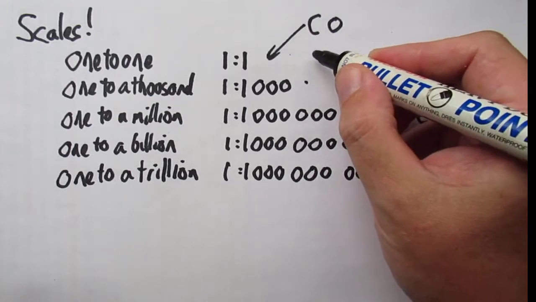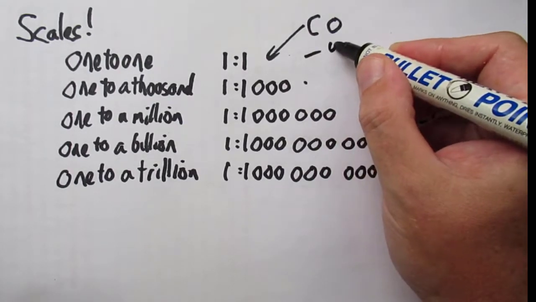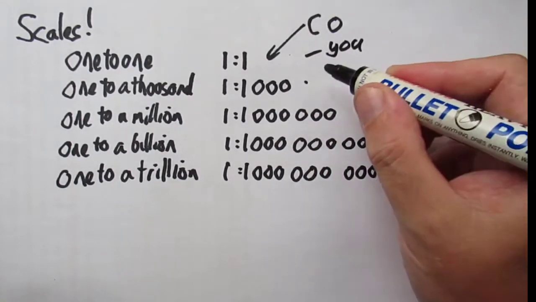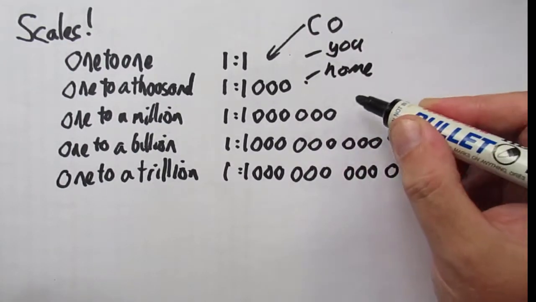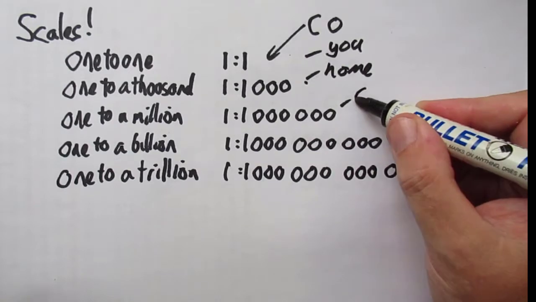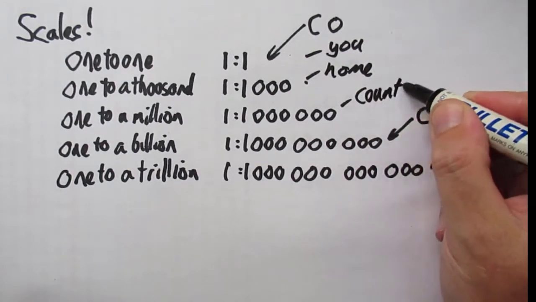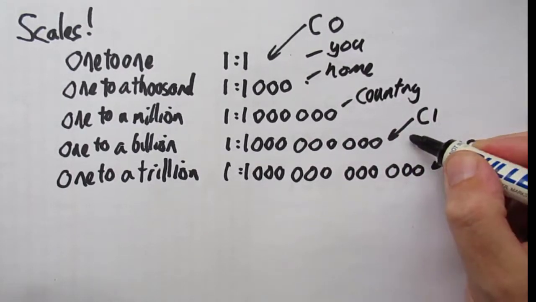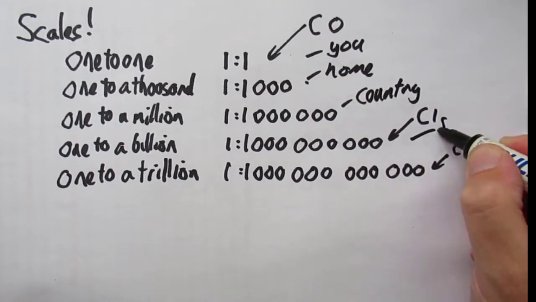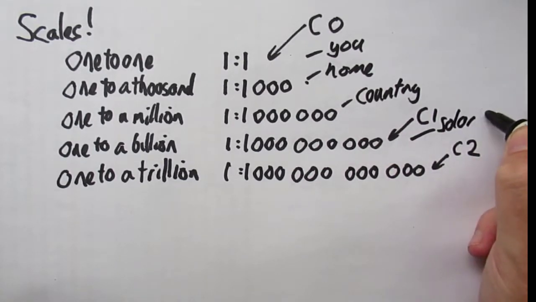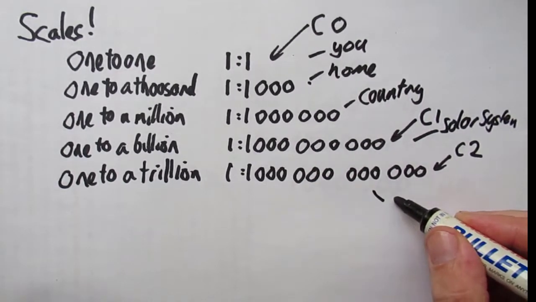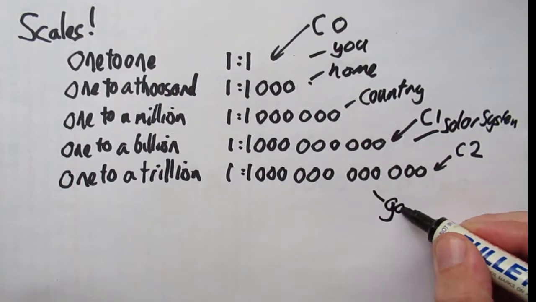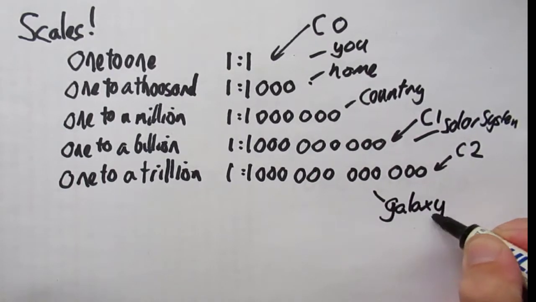Now to place how we can use this, 1 to 1 is your world. 1 to 1,000 is a model for where you might place your home, draw your home in a local block. 1 to 1,000,000 is where you draw your country. 1 to 1,000,000,000 is where you'd represent our planet in the solar system. That's a convenient section. And 1 to 1,000,000,000,000 is where you would actually make a model of our local galaxy.